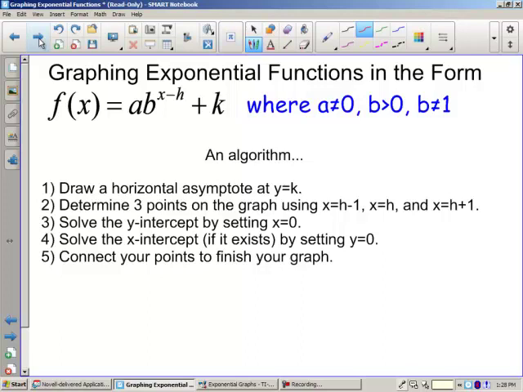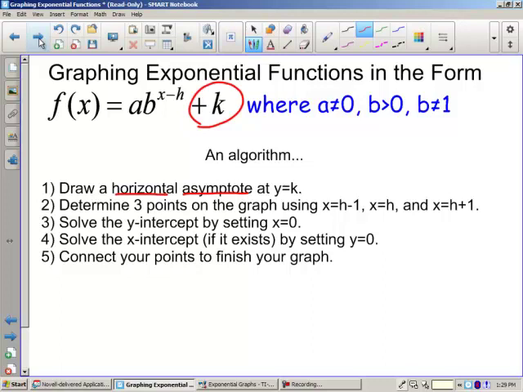The first thing I do when I'm graphing exponential functions is I look to see where is my horizontal asymptote. And it's real easy. The horizontal asymptote is just at this k value, the value at the very end of my function. Okay. Then I'm going to determine 3 points on the graph using x equals h minus 1, x equals h, and x equals h plus 1. Instead of spending a whole lot of time explaining to you what that means, once I do a few examples, I think you'll see where I'm going with that.